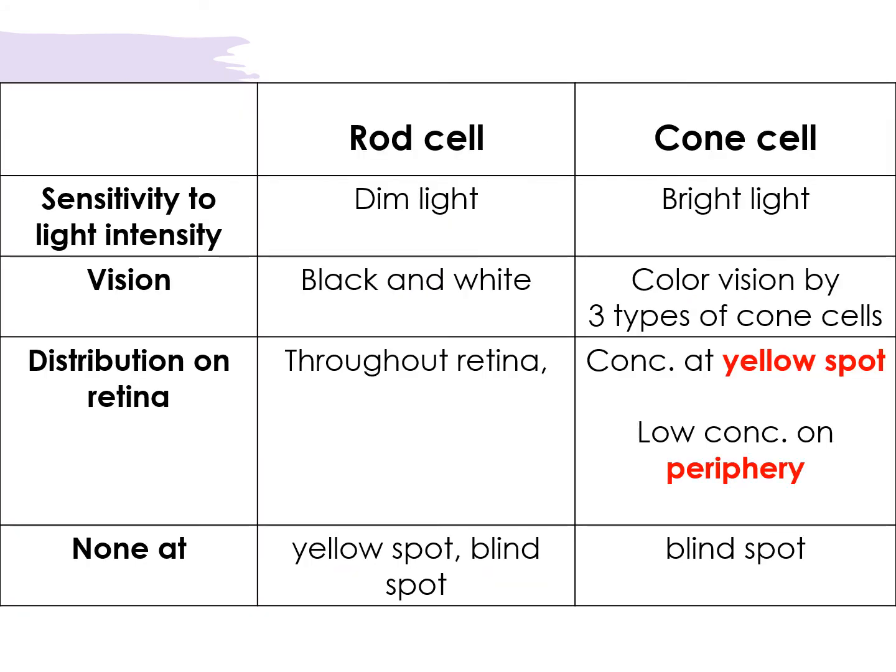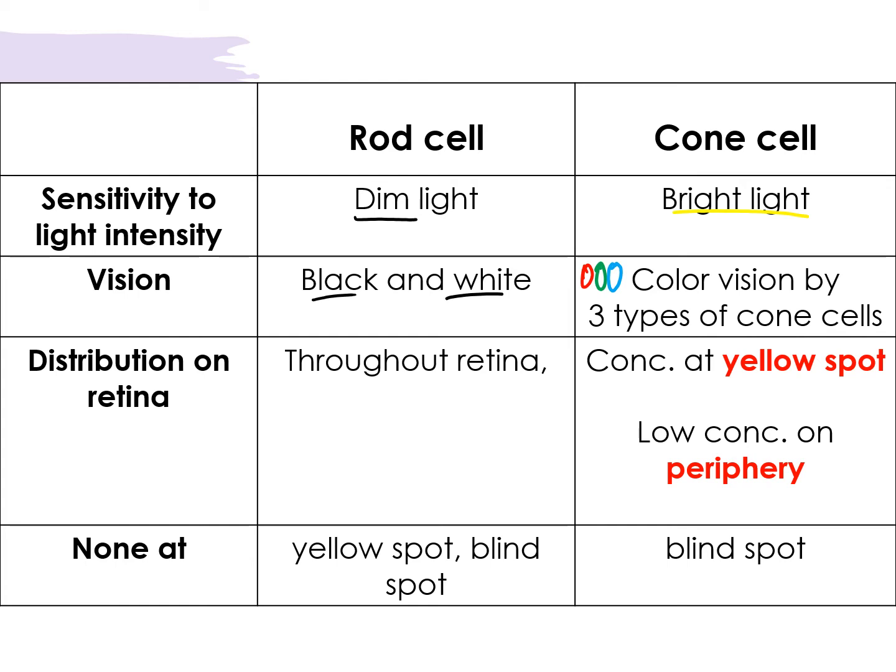This table shows you the difference between the rod cells and the cone cells. For their sensitivity to the light intensity, rod cells work in very dim light, black and white, while the cone cells work in the bright light. And then for the vision, rod cells, black and white, cone cells, you have 3 types of cone cells. You have the red, you have the green, you have the blue, just like the color of the TV buddy.